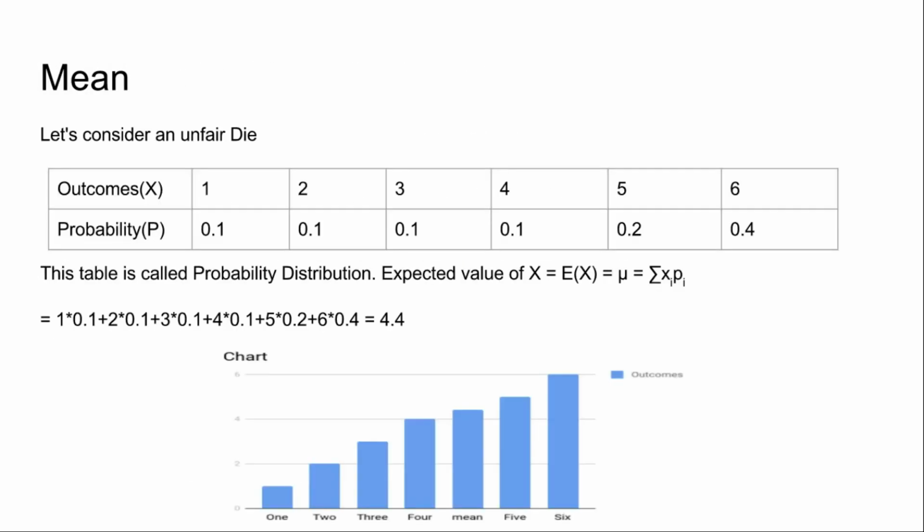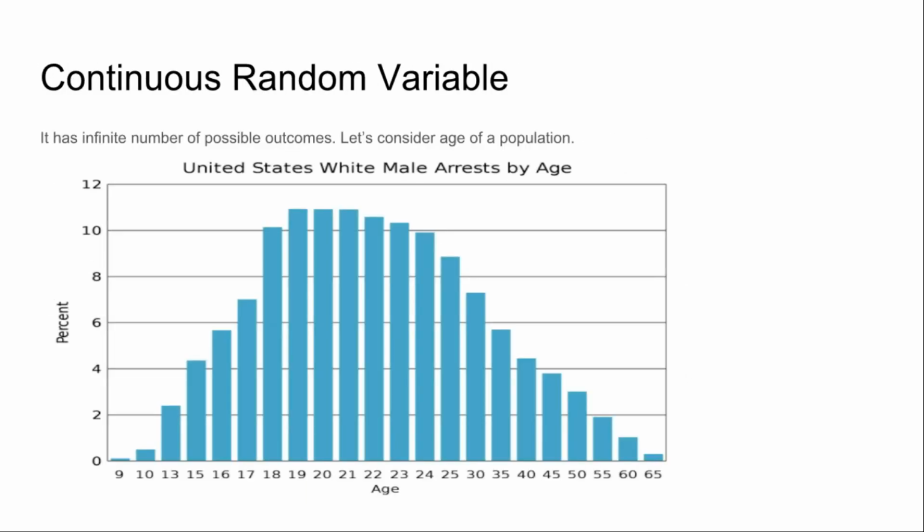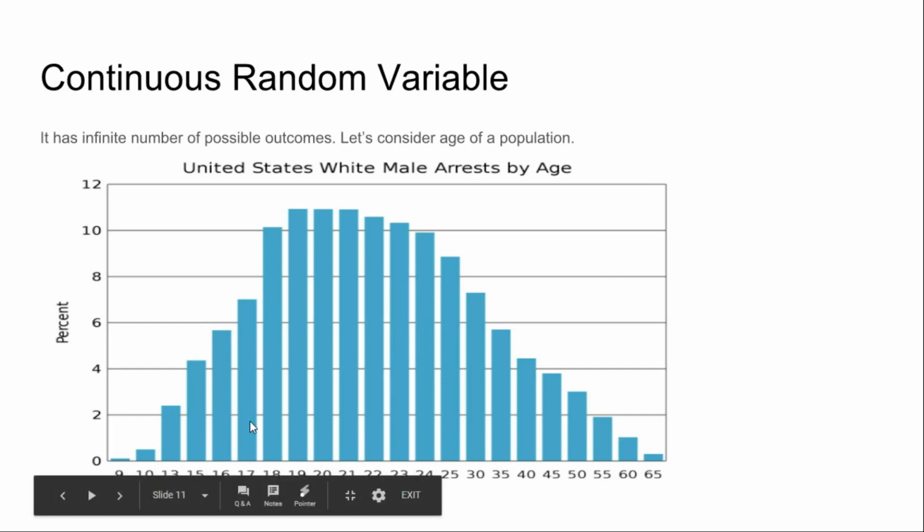The random variable we just saw is a discrete random variable, but here it is a continuous random variable. If we consider points between 0 and 1, we have infinitely many numbers. Let's consider the age of a population, and this is the histogram of this distribution. Each column or bar is a bin, and the height of the bin represents the density of the population for that category. If we consider age 13, the density is around 2, and if we consider 15, the density is around 4.